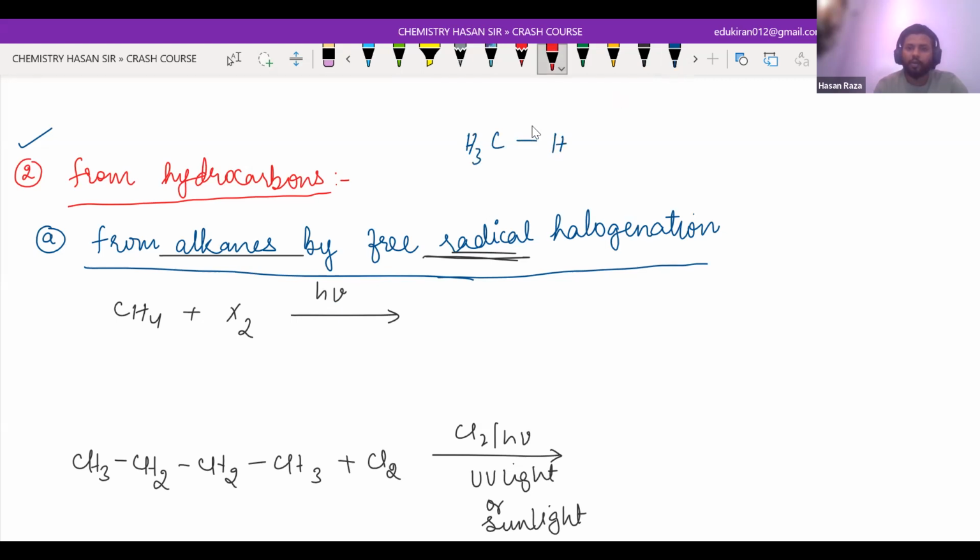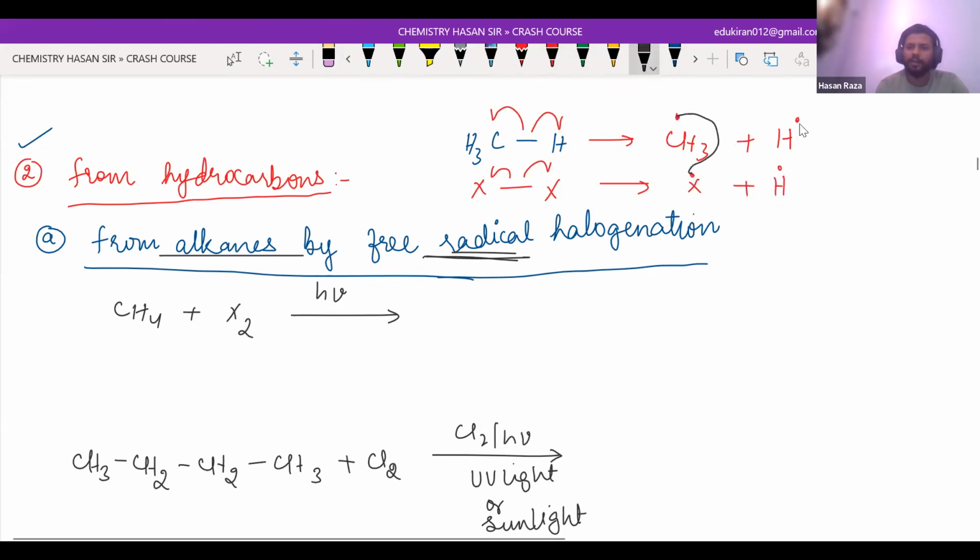And I told you, homolytic cleavage means each will take its own electron. Both of them will take their own electron, and this is how the free radical formation takes place. And then X2 is also cleaved in the same manner, and you will get X. Now these electrons will be paired with each other like this, and this is what you will get, CH3X plus HX. Is that clear?